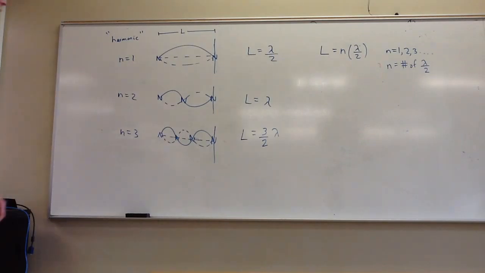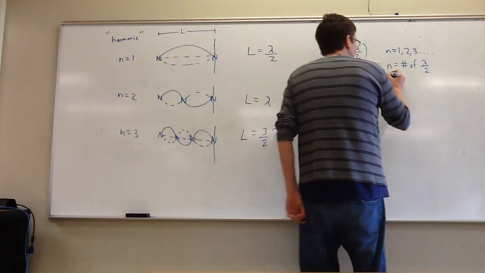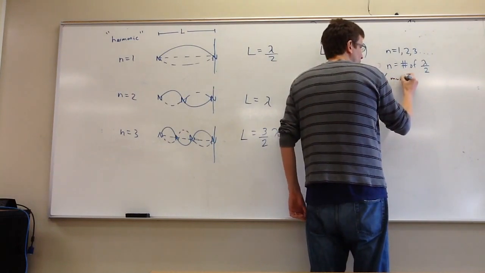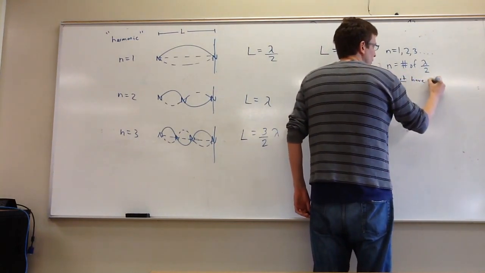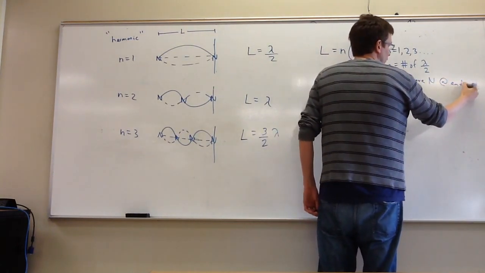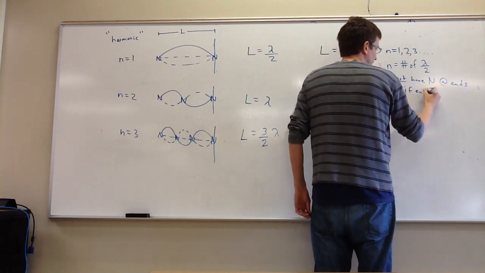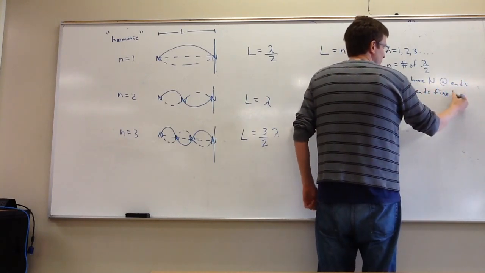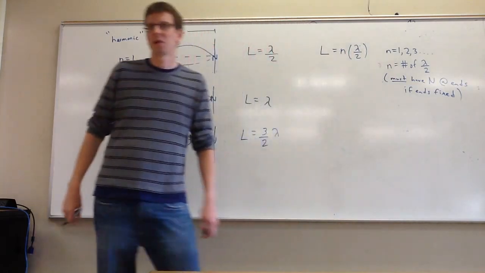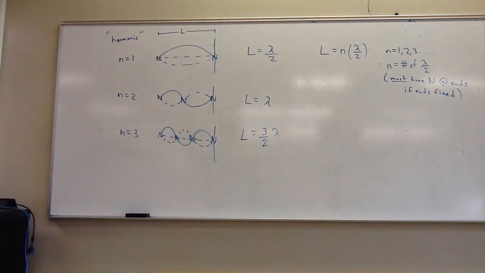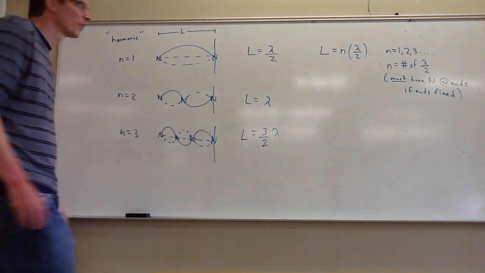Okay? So the whole point of why this is the case is because you must have nodes at the ends if the ends are fixed. You can't have the end be an antinode and be bouncing up and down if it's tied to the wall or something, or tied down, right? All right, so let's keep going. Let's see what we can find out of this.